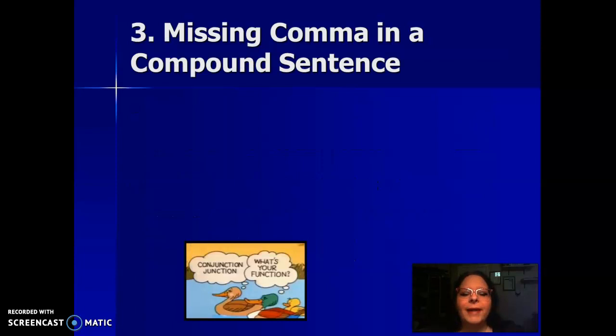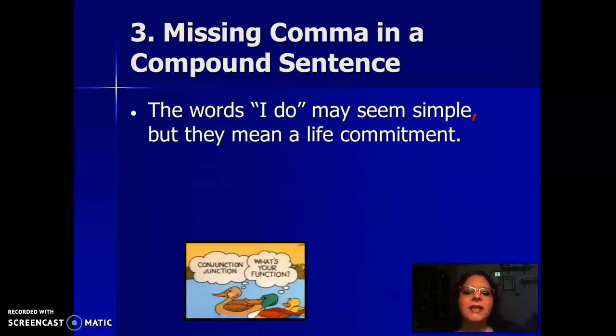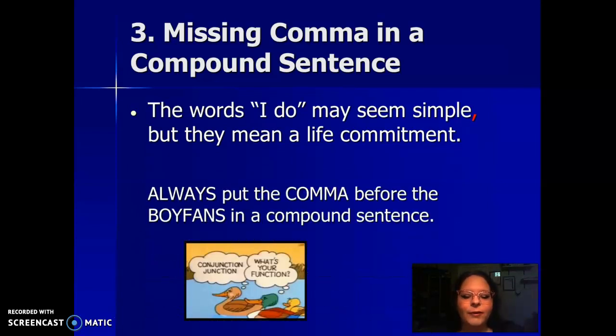Missing comma in a compound sentence. A compound sentence is when you have two sentences put together with one of the conjunctions. The conjunctions are but, or, yet, for, and, nor, so. And you must have a comma before the conjunction if there's a complete sentence on each side. So the words I do may seem simple, but they mean a life commitment. Comma before conjunction.